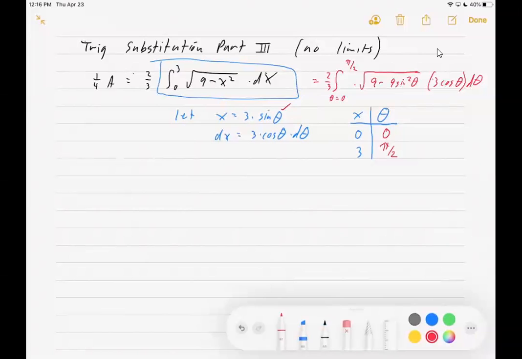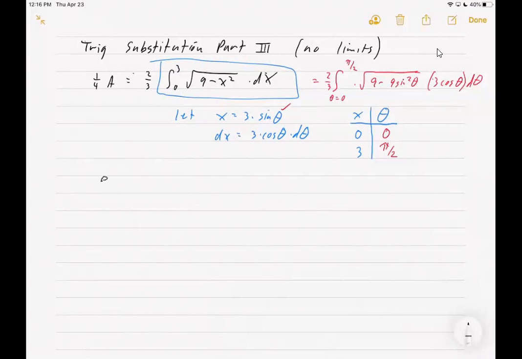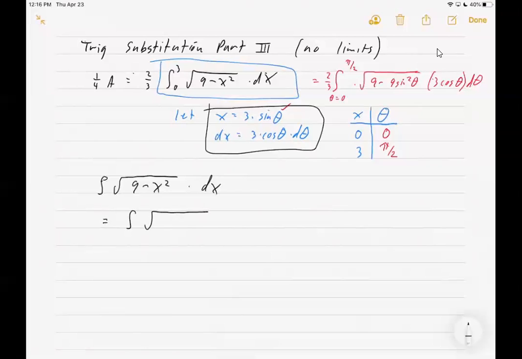I'm going to drop the 2/3 now. I'm just going to simply look at the problem. What is the integral of the square root of 9 minus x squared with respect to x? So we will still use the same substitution. So I'll just box that in. I don't need to write that over again. So this equals the integral of the square root of 9 minus 9 sine squared of theta times, I'll put it all in parentheses, 3 cosine theta d theta.